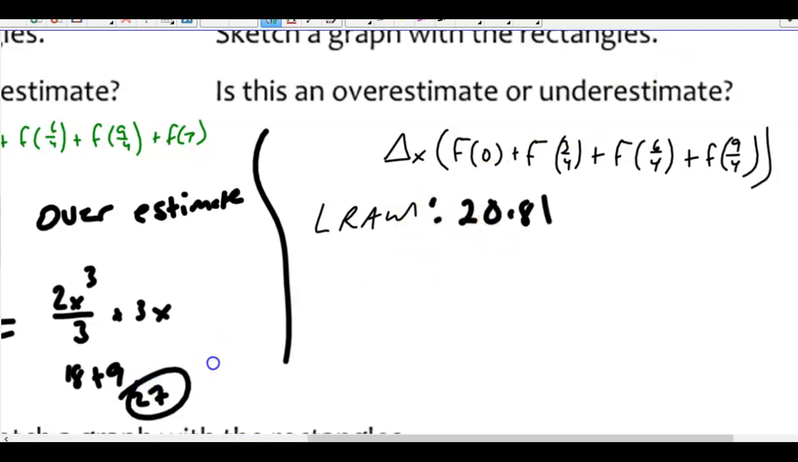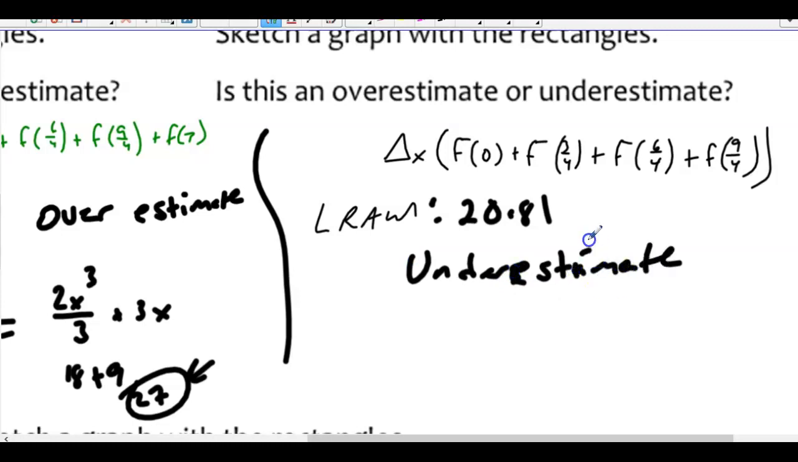So we know the actual is 27, so this is an underestimate. Underestimate, because it's under 27.